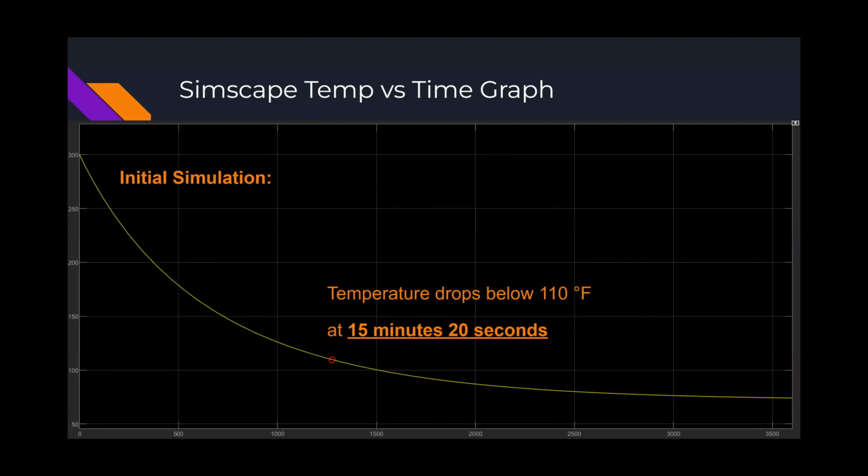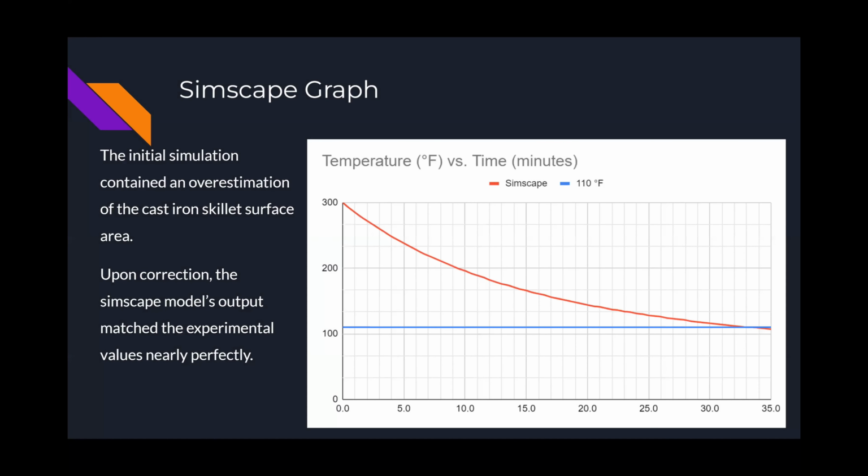Our initial Simulink model projected that the pan would cool down to 110 degrees Fahrenheit at about 15 minutes and 20 seconds. However, this initial model was found to contain an overestimation of the surface area of the skillet. Once that was corrected, the simulated model's values were almost identical to that of our experiment.